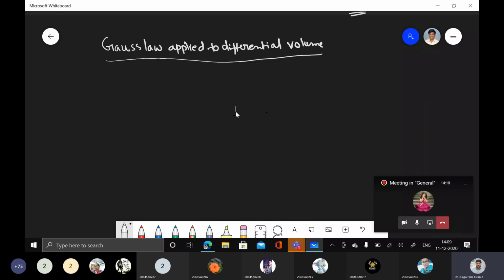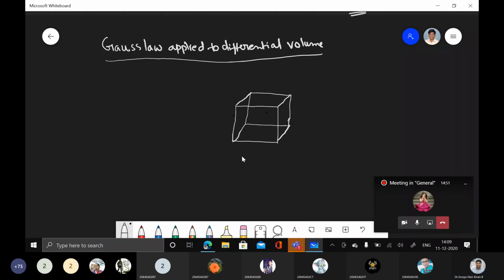So in this case, what I will do is I'll consider a cube of charge. Right? This is my cube of charge. I'm drawing a cube. I'm not that perfect maybe in drawing this, so I'll try to compensate that. This is my cube.